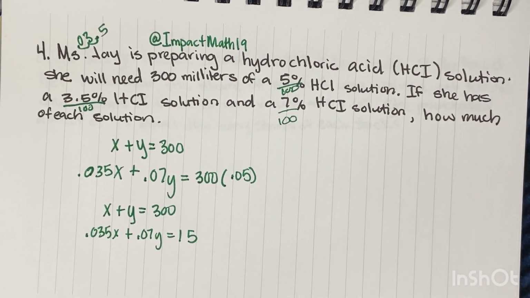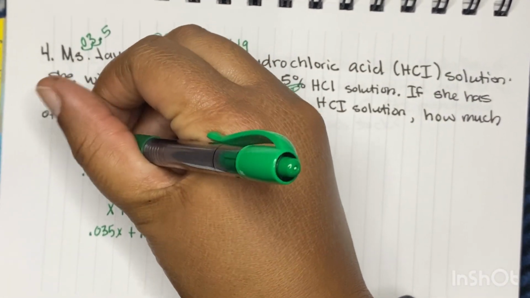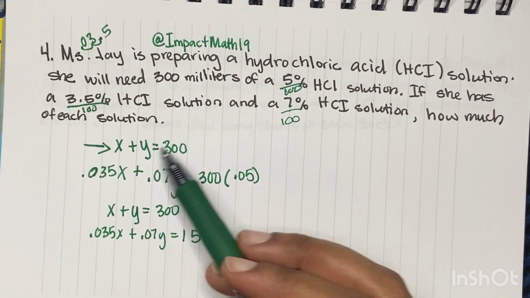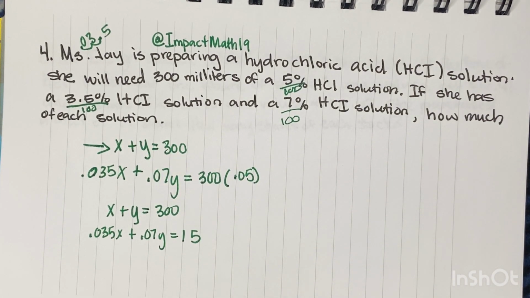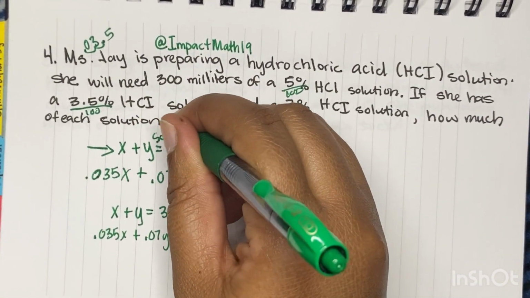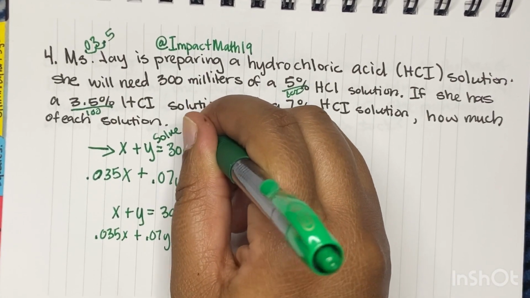So if all we know is the substitution method, this is what we're going to do. We're going to take this top equation here and solve for a letter. Now, we could solve for x or we could solve for y. It doesn't matter. You have to decide. I'm deciding to solve this for y.